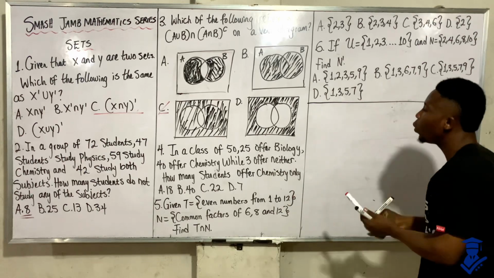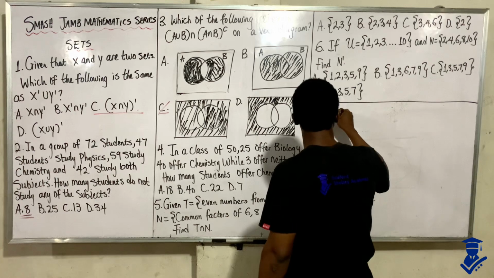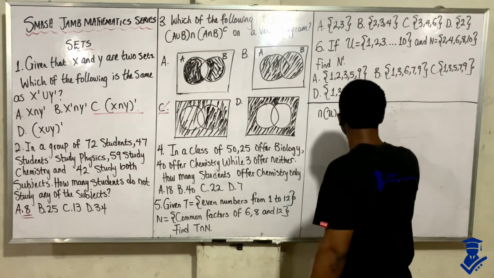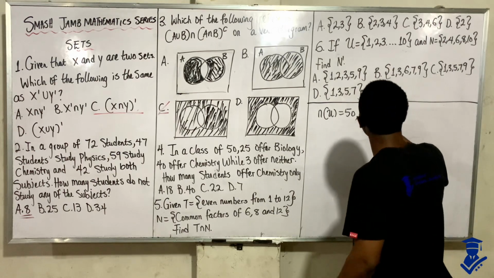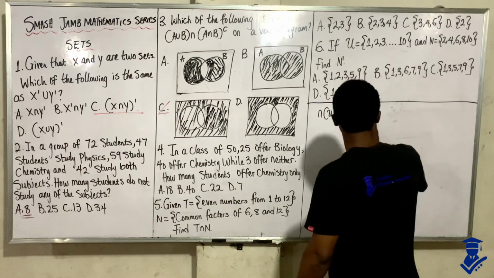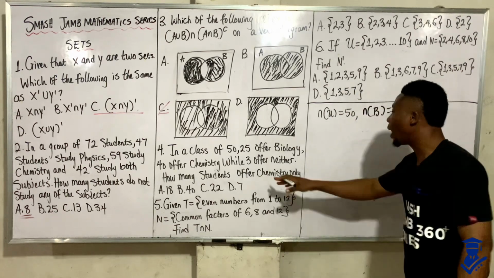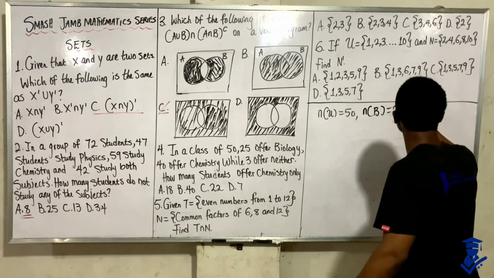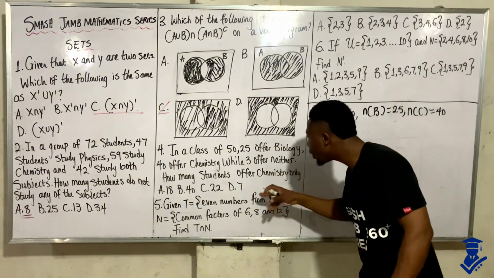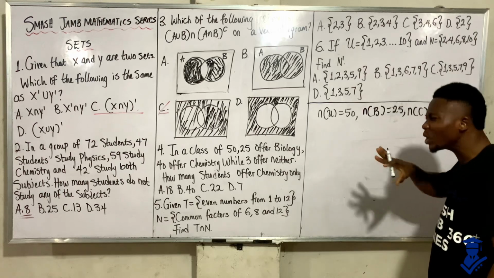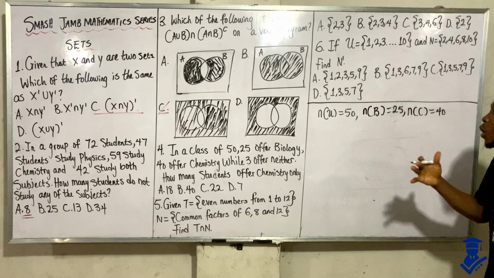So let's continue. So we're told that in a class of 50, so the universal set, the number of the universal set is equal to what? 50, all right? And then 25 offer biology. So meaning the number of biology, sorry, I have to use my black marker. Number of biology is equal to what? 25. And 40 offer chemistry. That means number of chemistry is equal to what? 40. Now, while 3 offer neither, alright, just take note of that. Now they're asking, how many students offer chemistry only?